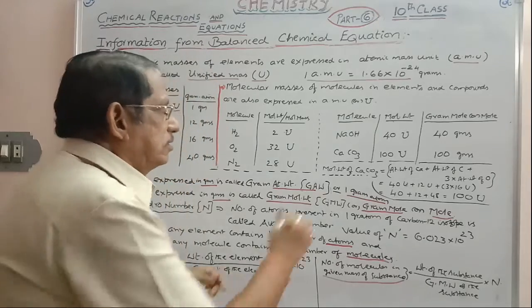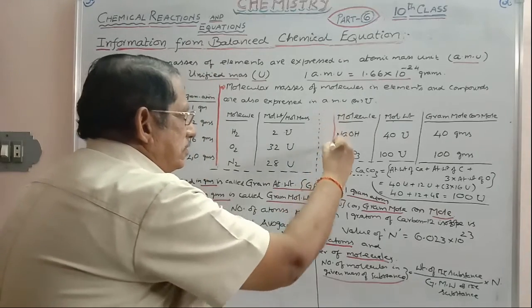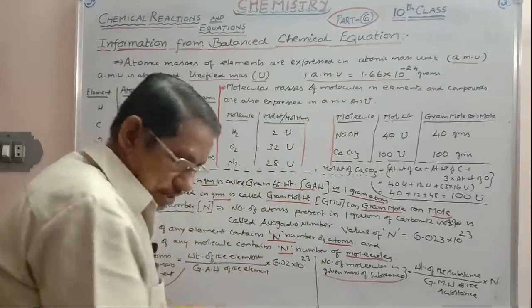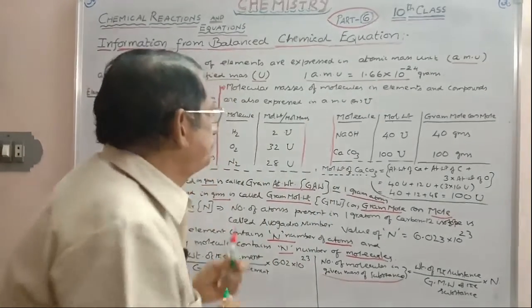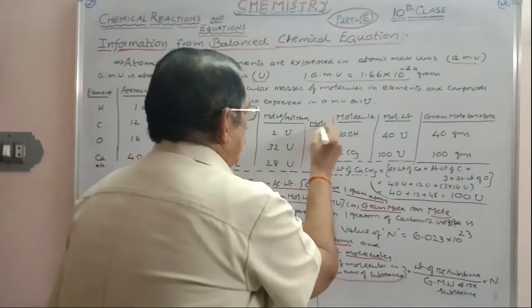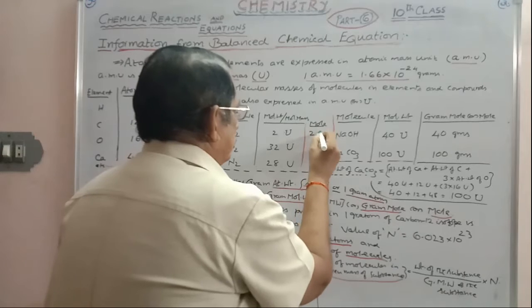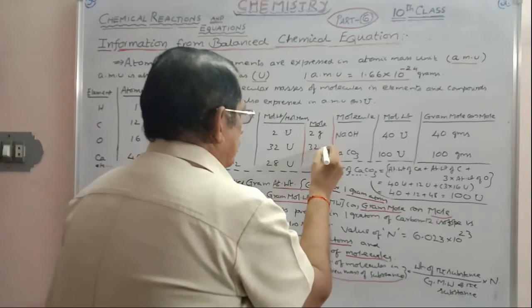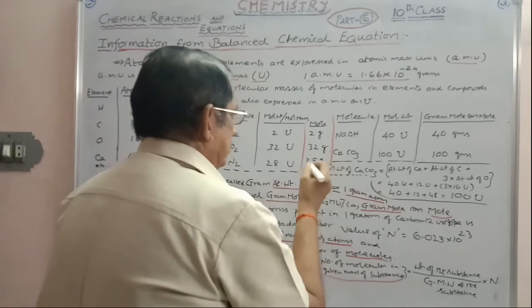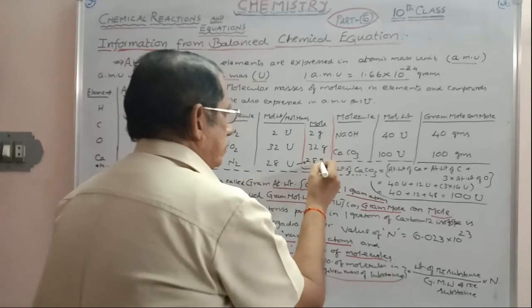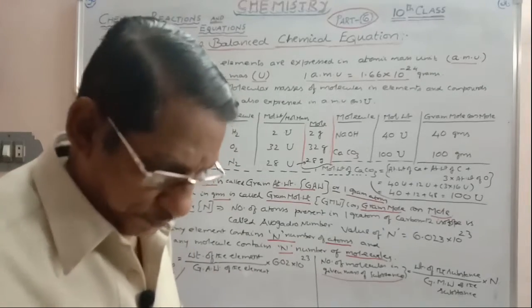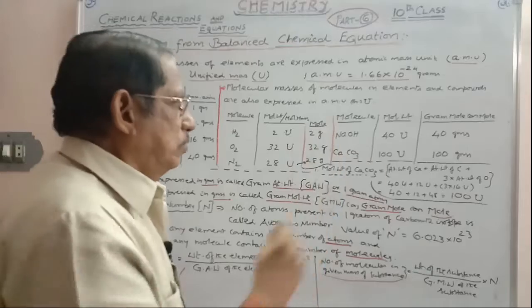Similarly, here also you can take one more, like this. You can take even gram mole here also. If you take mole for this, 2 grams, 32 grams, 28 grams. Like this you can take. So in this way you can express the molecular weight in grams, you will get gram mole.